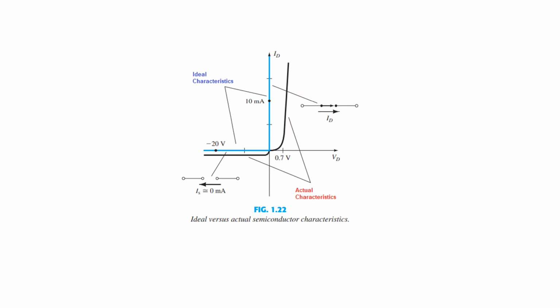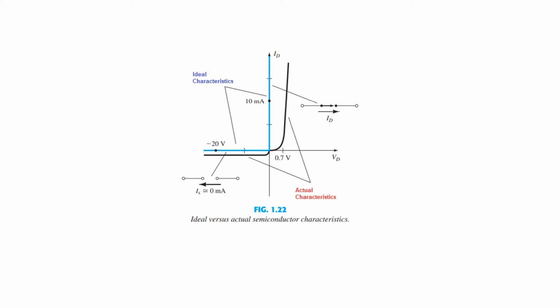Now, we have learned that in case of an ideal diode, the characteristics is like this. That is, the moment we go to forward bias, the diode starts fully conducting. So this was the ideal characteristics. But in actuality, it does not happen. The actual characteristics curve is something like this.